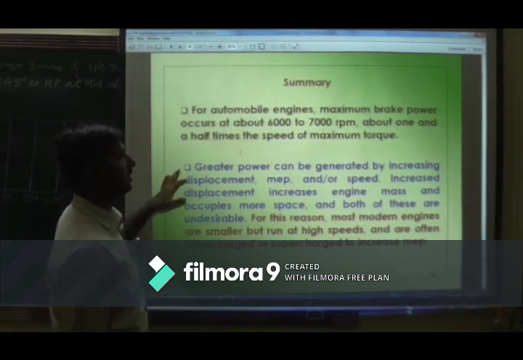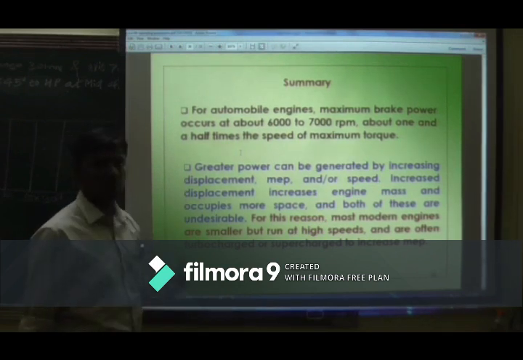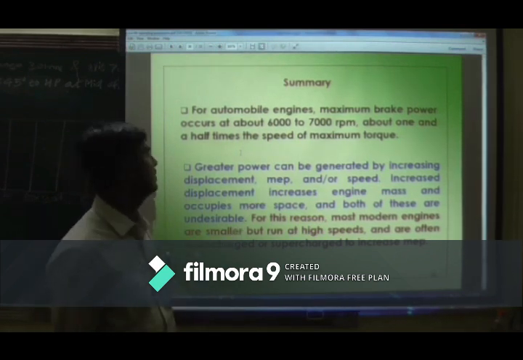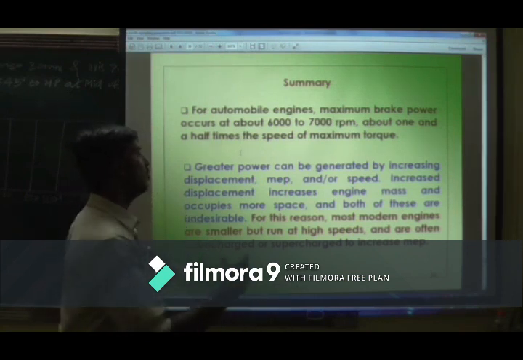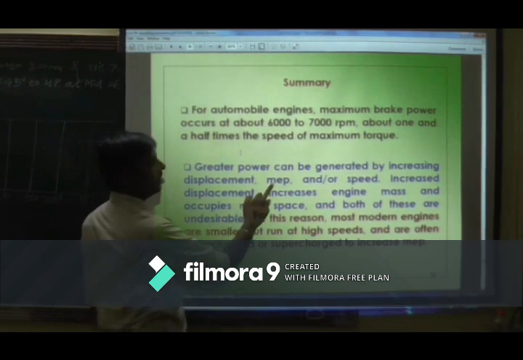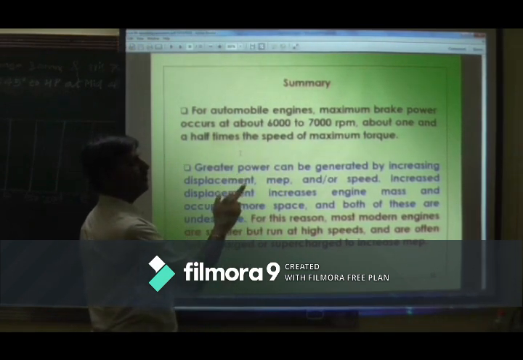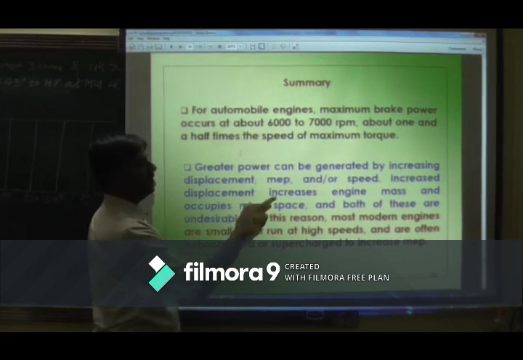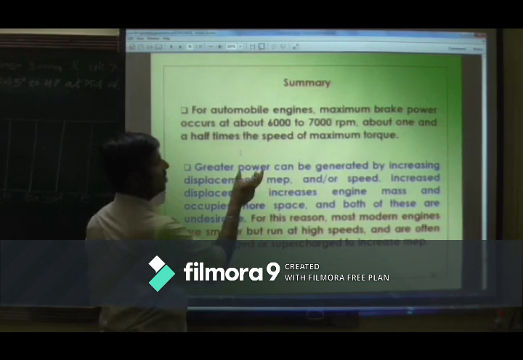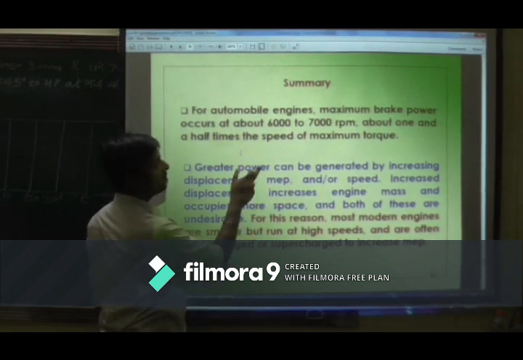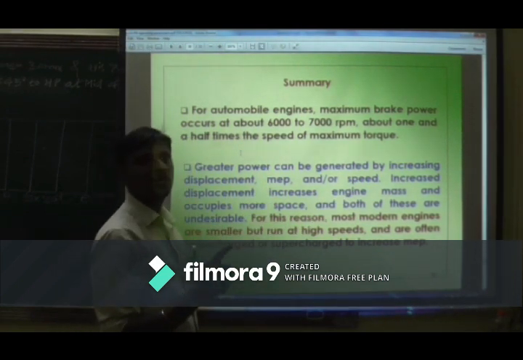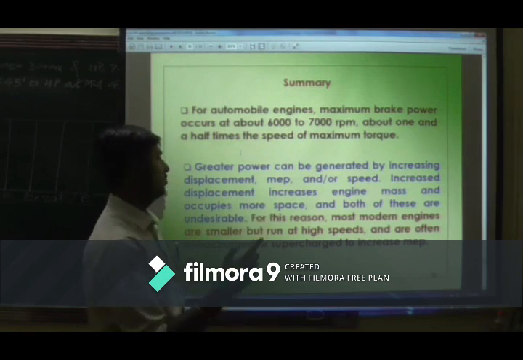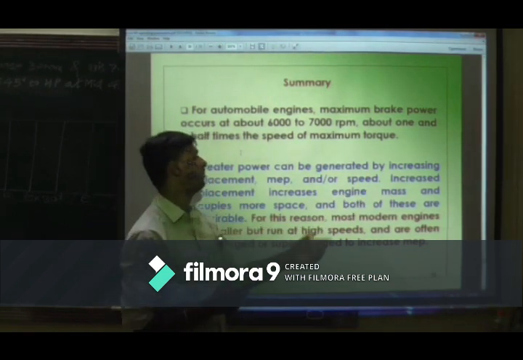Greater power can be generated by increasing displacement. Displacement increases means what? The cc of the engine increases, more fuel is introduced in the combustion chamber, and more power we can produce. MEP increases, power increases. BP is equal to MEP into LANK. So power is a function of MEP. MEP increases, power increases. Speed increases, power increases. Brake power is equal to 2 pi NT. So power is a function of speed also.